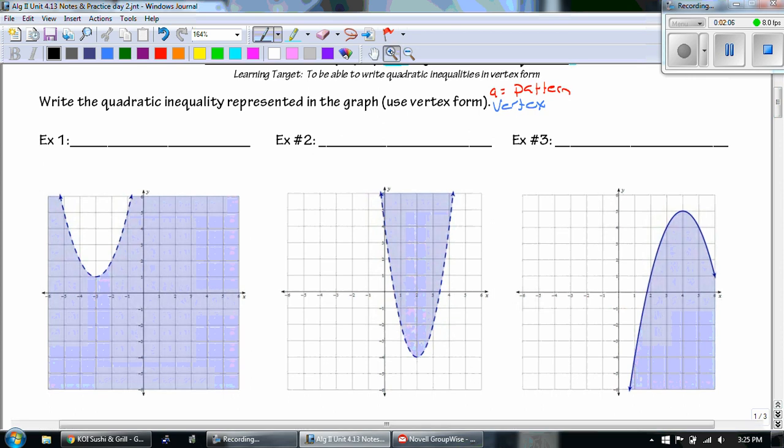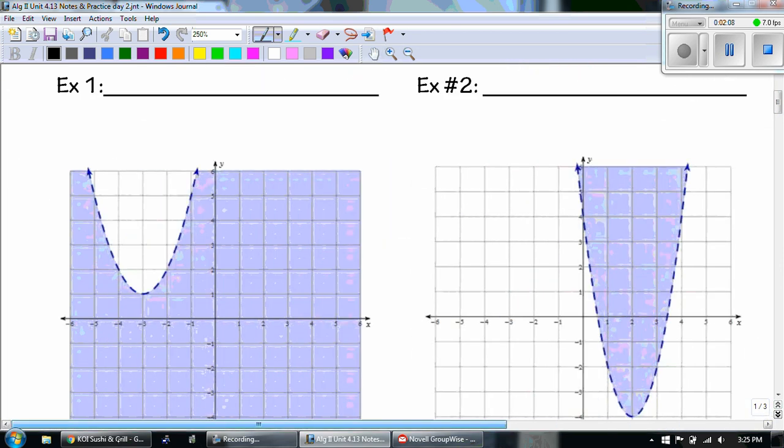Number one. The first thing that I notice is what's going on with the graph, okay? I'm looking for my inequality sign. I notice that it's open and that we shaded below. So if it's open and below, that is the less than symbol.